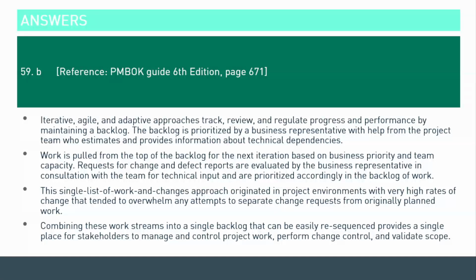Believe it or not, this is talked about in the 6th edition on page 671. Iterative, agile, and adaptive approaches track, review, and regulate progress and performance by maintaining a backlog. And that's the way we do it in the world of Agile. It's using a backlog.